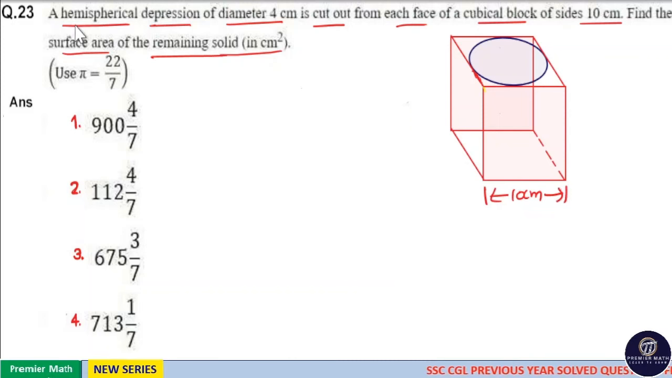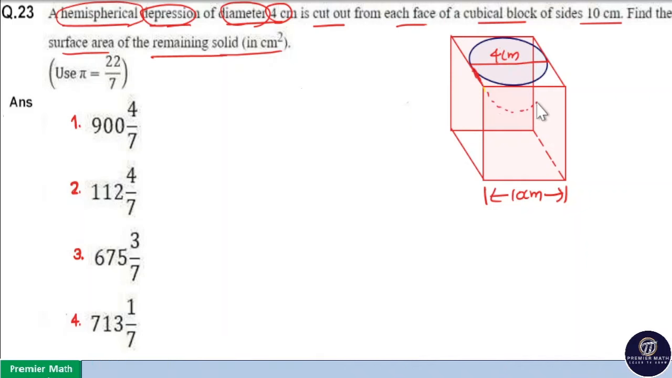And the question says hemispherical depression of diameter 4 cm. So this circle's diameter is equal to 4 cm. And this hemispherical depression of diameter 4 cm is removed from each of these faces. Now the cuboid has 6 faces. This hemispherical depression is removed from each of the 6 faces of this cuboid.